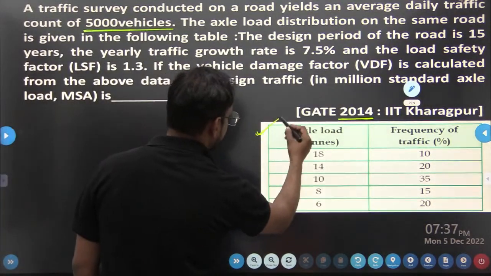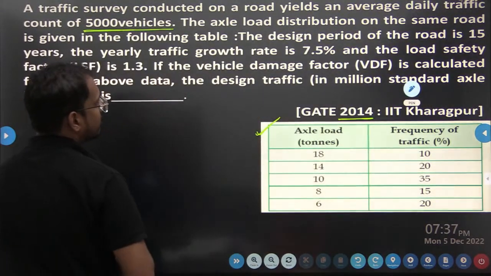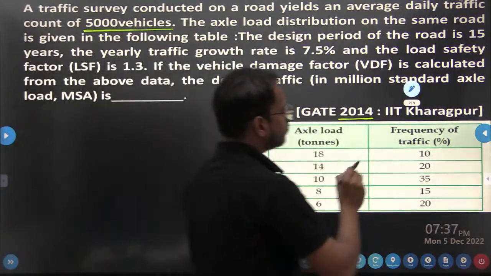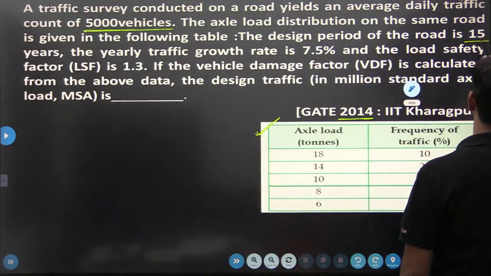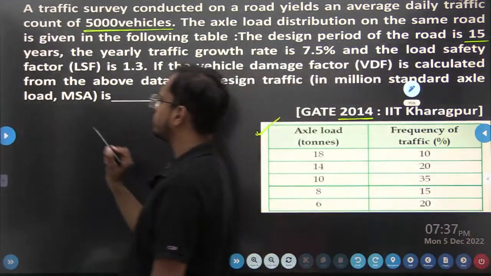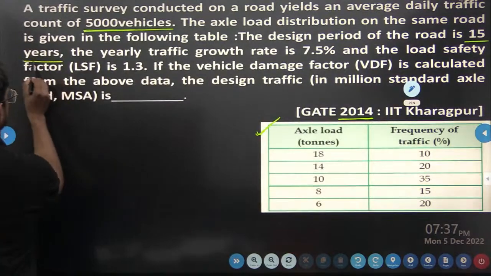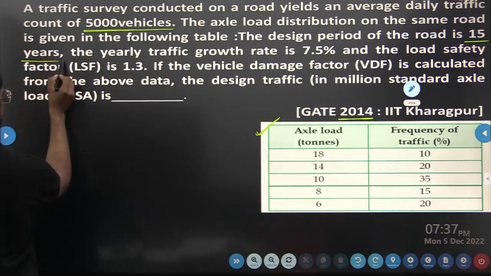The axial load distribution of the same road is given in the table. The design period of the road is 15 year. Okay, so the design period is already given in the question. The design period is equal to 15 year.